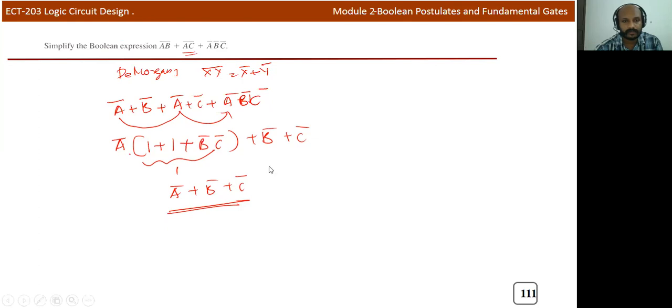I think you got some idea about how to simplify Boolean expressions by using Boolean laws. Okay.